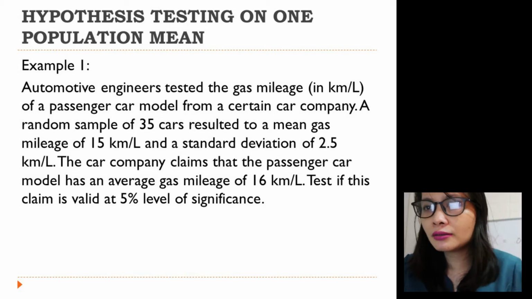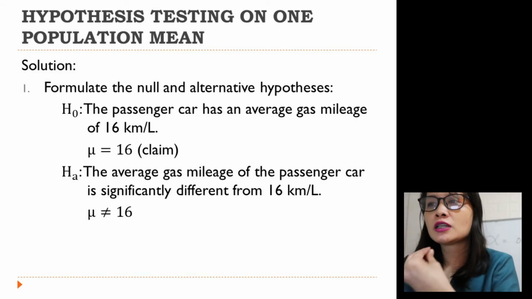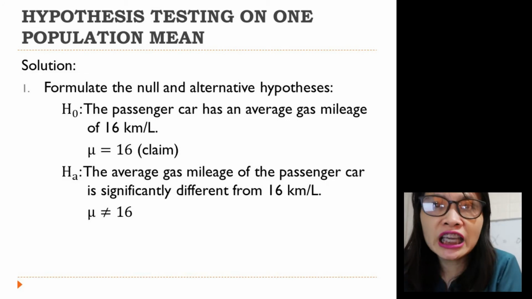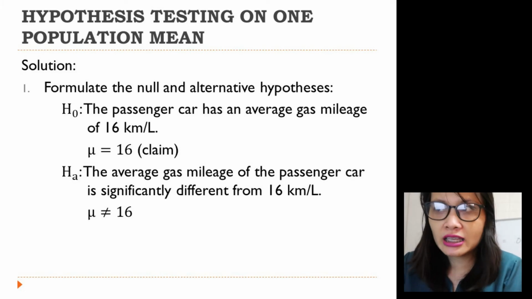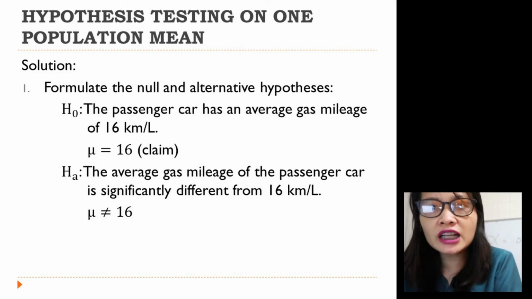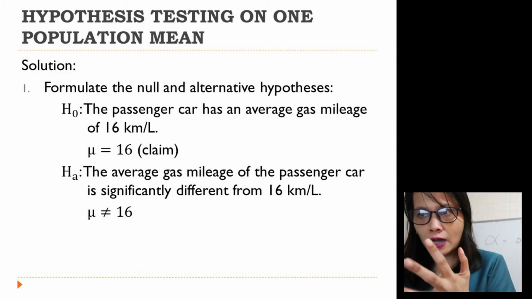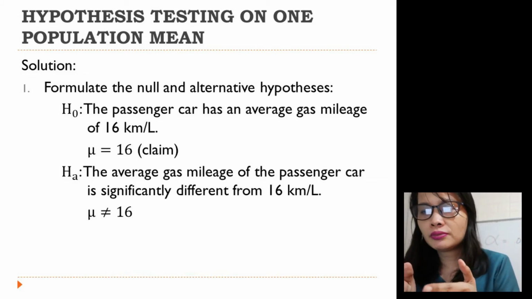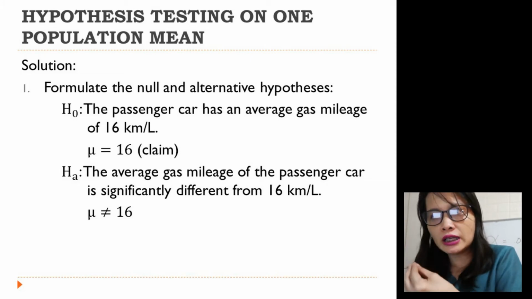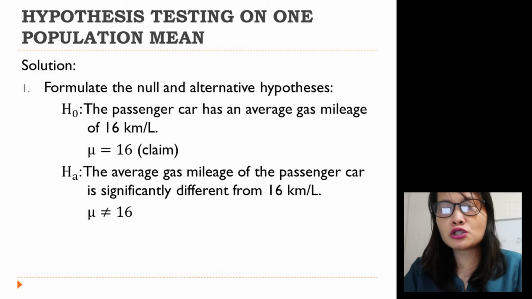Your HA is that the average gas mileage of the passenger car is significantly different from 16, meaning hindi siya 16 kilometers per liter. So your HA will be mu is not equal to 16. Okay? Now, your HO, mu equals 16, and then your HA, mu is not equal to 16. So that's the first step: formulate the null and alternative hypothesis. Then what's next?